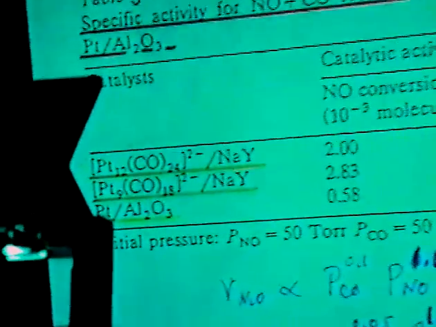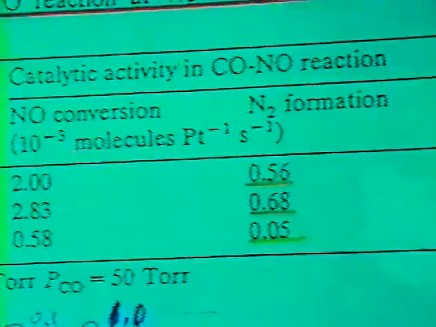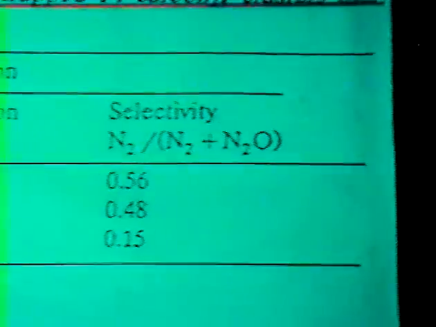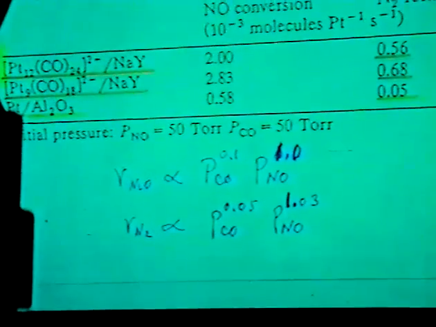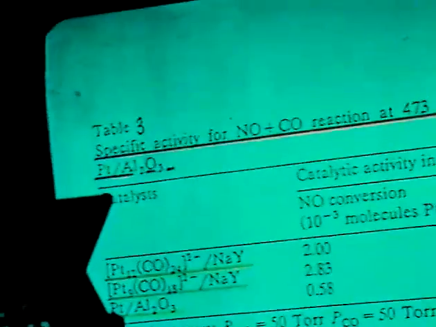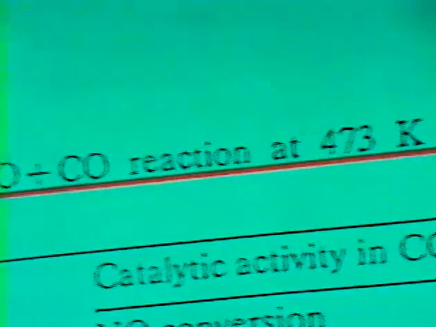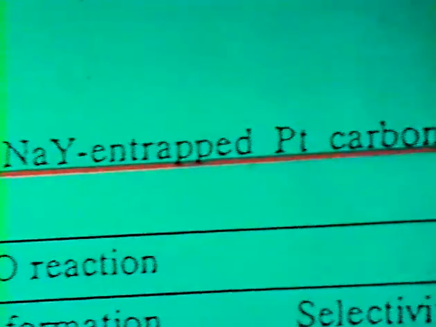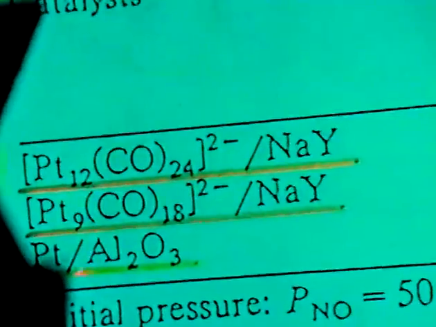It's interesting to find that the series of the platinum carbonyl clusters in sodium zeolite exhibited remarkable activity for NO reduction with carbon monoxide, giving dinitrogen or dinitrogen oxide with carbon dioxide at mild conditions, at around 473 Kelvin. The activity of this cluster-derived sodium zeolite catalyst is about 10 times higher than the conventional platinum catalyst.